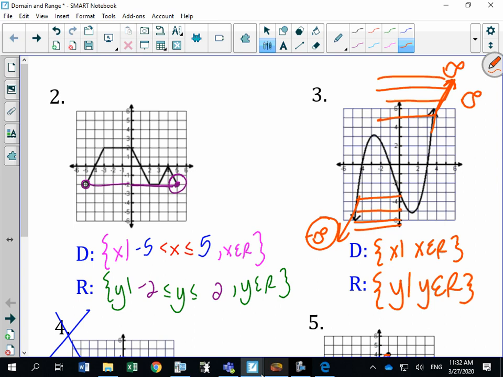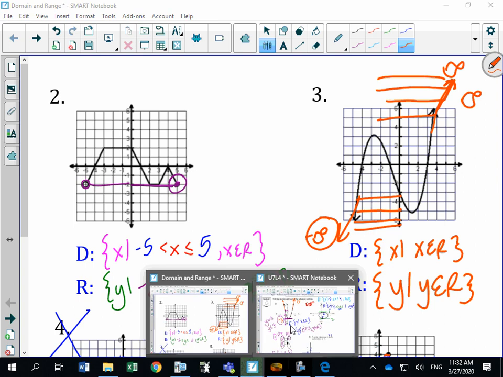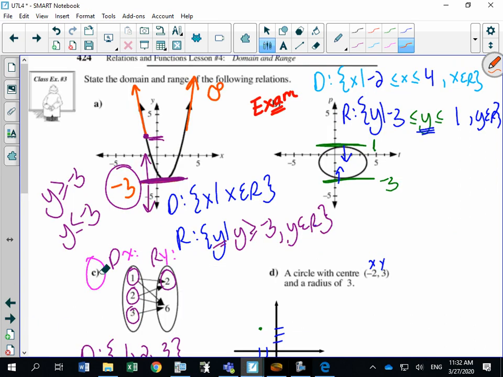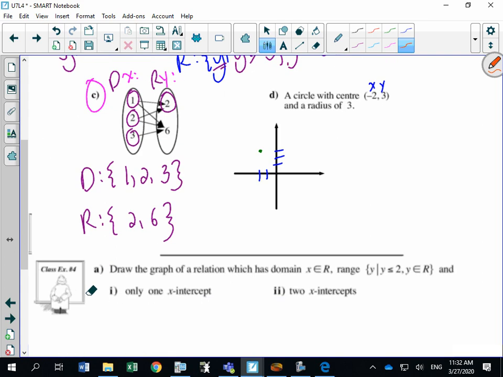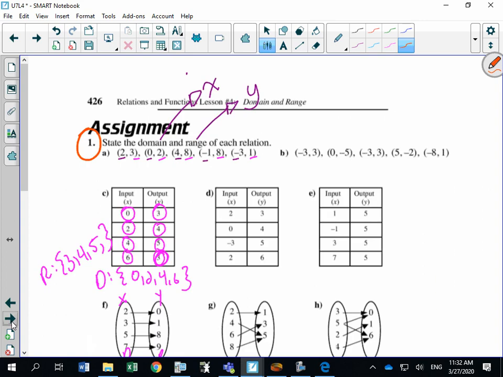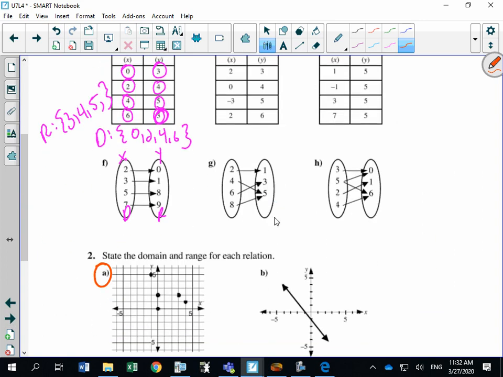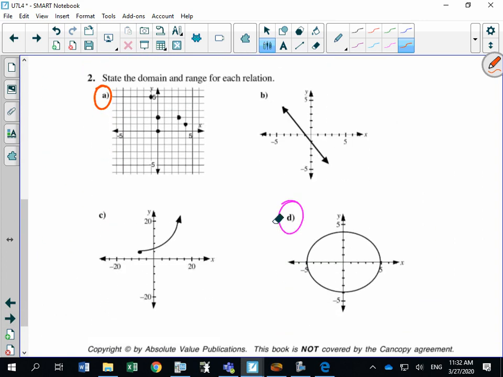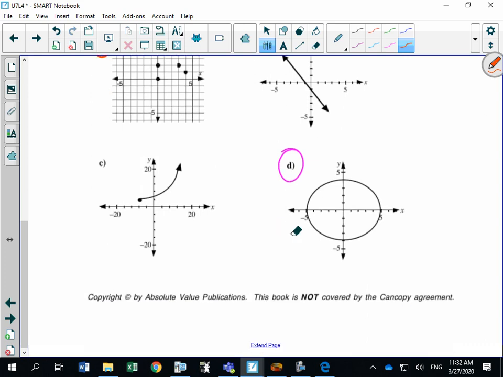Okay. Let me just quickly go back to the workbook and make sure we've done all these questions. So we don't have to do class example 4 or 5. I just really want you to have a good understanding of how we write domain and range. So I want you to do question 1. You should have done 2A and D. Now you could do C.